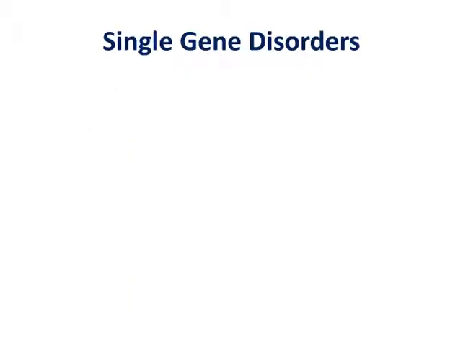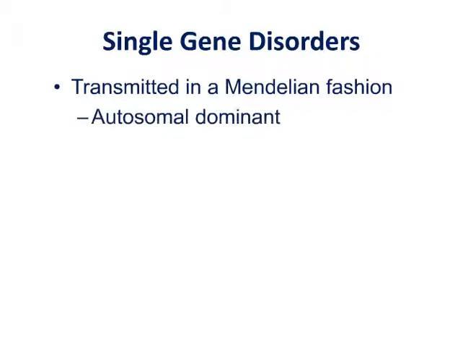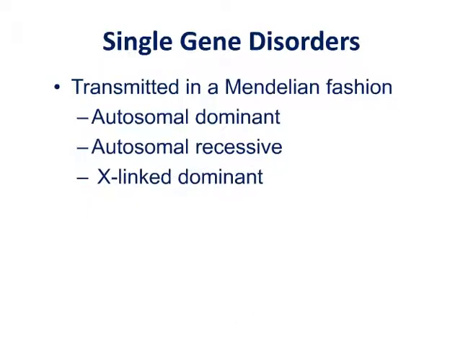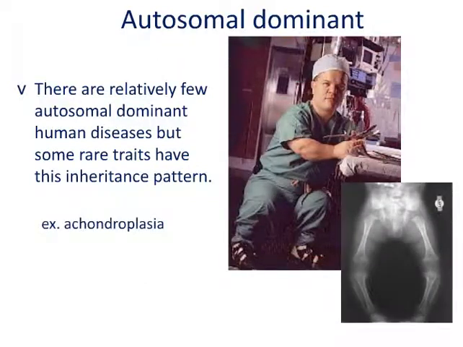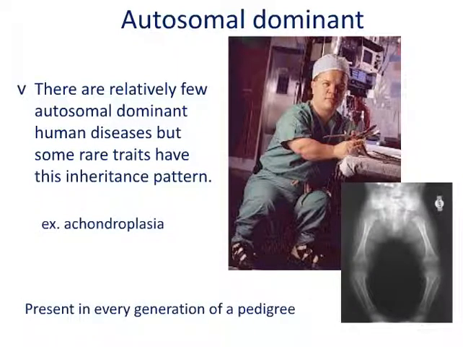Can vary greatly. Single gene disorders are transmitted in a Mendelian fashion and are classified as either autosomal dominant, autosomal recessive, X-linked dominant, X-linked recessive, or Y-linked. There are relatively few autosomal dominant human diseases, but some rare traits are inherited in this fashion, most notably achondroplasia, which is a form of short-limb dwarfism caused by a mutation in the FGF3 receptor gene.